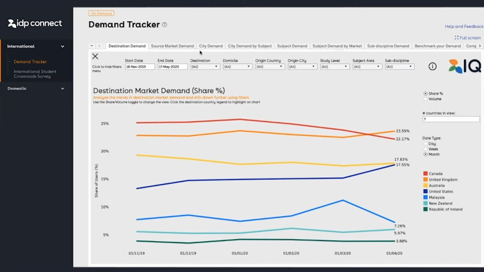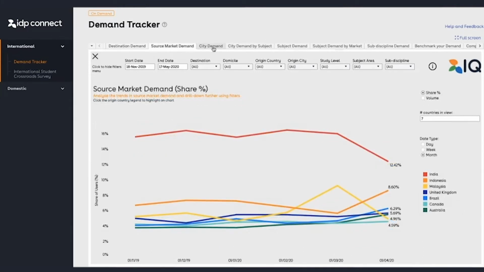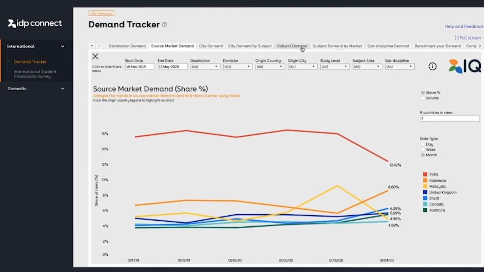The next three dashboards provide top-of-the-funnel trends on where the demand is originating by market and city, with the ability to break down demand by subject area and subdiscipline. This means institutions are able to drill down demand by origin city, enabling delivery of targeted marketing and recruitment activities.